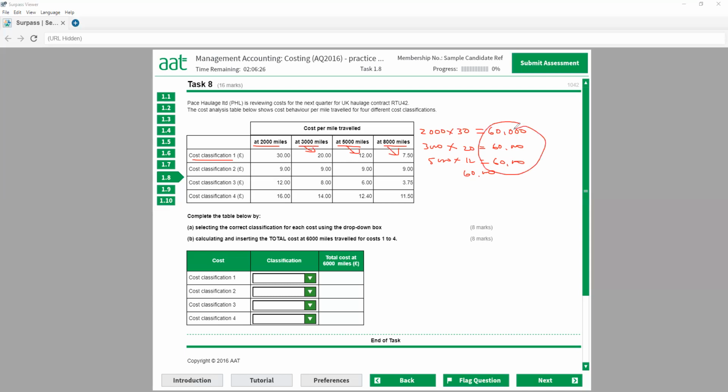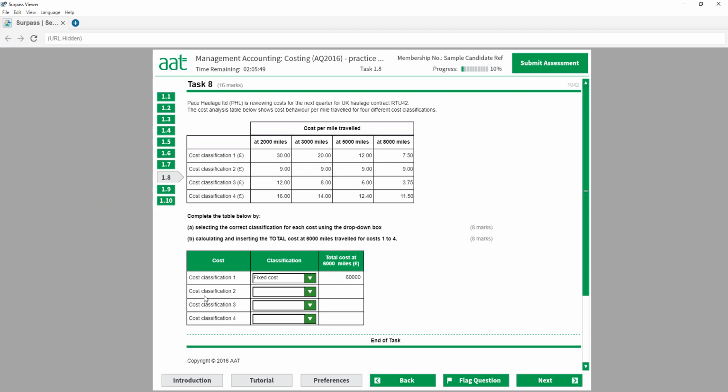And this is only possible if it is a fixed cost. So we need to say, regardless of the activity level, the total cost remains the same, and this is the definition of a fixed cost. So you have to choose that it is a fixed cost, 60,000. Even if I drive for 6,000 miles, they said to calculate and insert the total cost for 6,000 miles. It doesn't matter whether it is 6,000, 5,000 or 8,000 miles, the cost is 60,000 fixed.